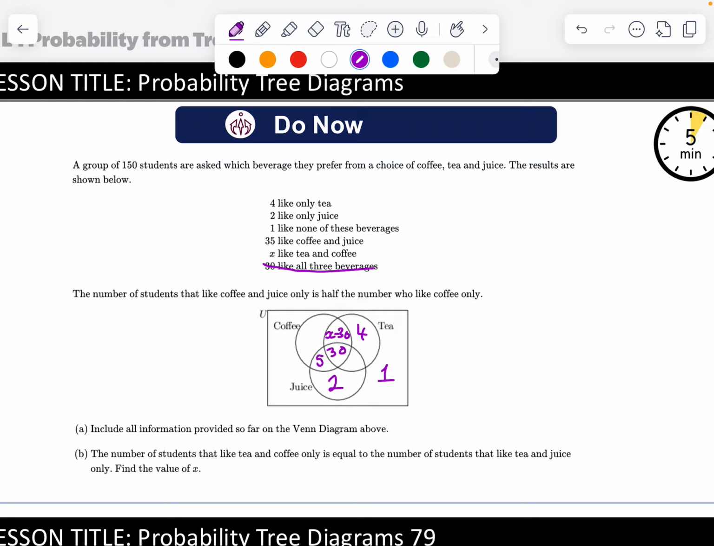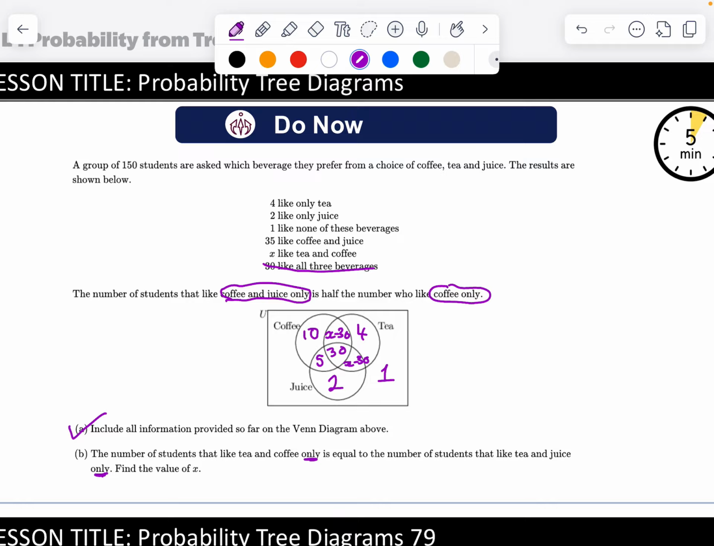And then the last point says the number of students that like coffee and juice only is half the number of students that like coffee only. So that means if that's 5, that is going to be 10. Okay, that's all the information we can fill out at the moment. Then the next question says the number of students that like tea and coffee only is equal to the number of students that like tea and juice only. So that missing space here, that's also going to be x minus 30 because they are the same.